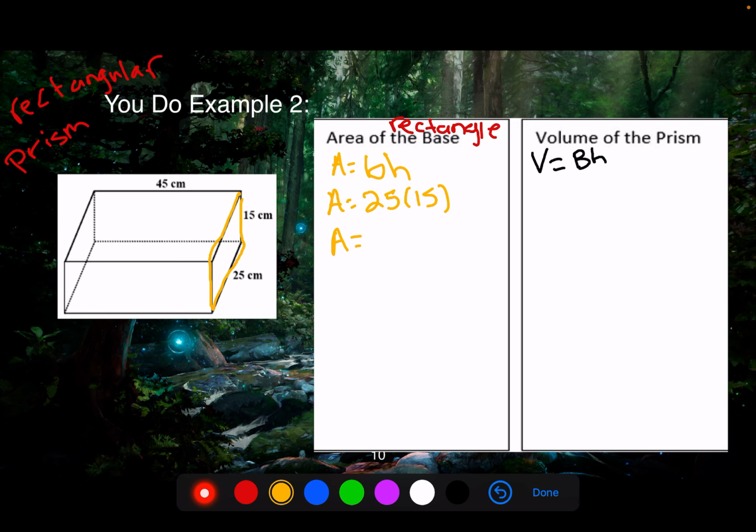And then whatever you get here after you multiply these two, you're going to take that and you're going to plug it into your capital V. And you're going to have V equals whatever you carried over from the other side times your height. And we said our height was 45. That is correct. So finish solving the 25 times 15. Whatever you get there, you plug it in here and then you multiply those two numbers. And that will give you your answer. And remember, your answer will be in centimeters cubed.